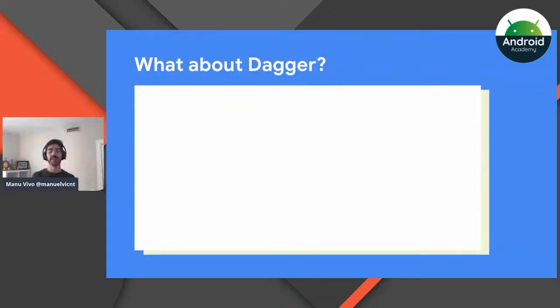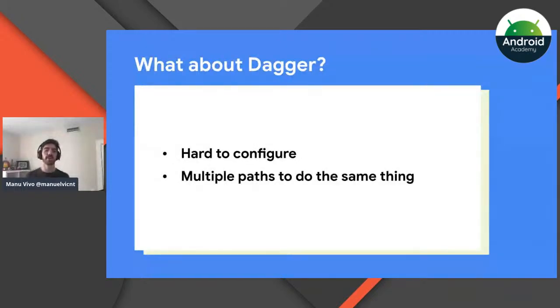So what about Dagger? If you watched the talk that we gave at Android Developer Summit last year, we recommended Dagger as the recommended solution for dependency injection on Android. But Dagger is complicated because it's hard to configure, and it has a steep learning curve. And this is because there are multiple paths to do exactly the same thing. And that's what makes Dagger difficult. It's very powerful, but at the same time, it's hard to come to an agreement between Android developers.